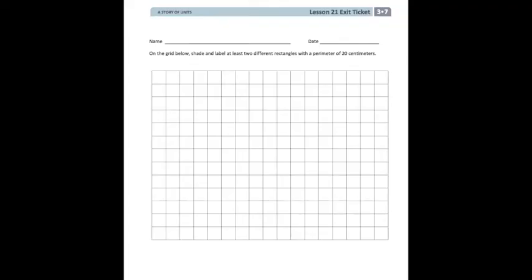Now you're going to have the lesson 21 exit ticket. Once you're ready with it in front of you, the timer for 4 minutes will begin. You can always fast forward or pause if you need to get something, and when you're finished, go ahead and the answer will be after the 4-minute timer.